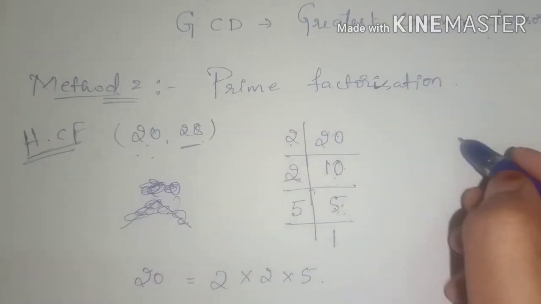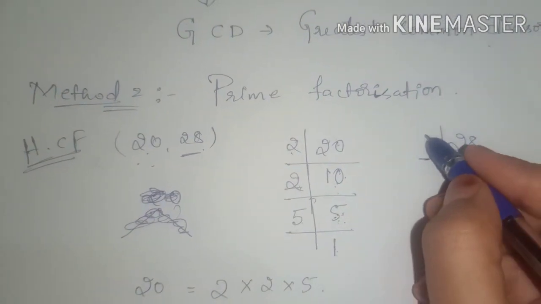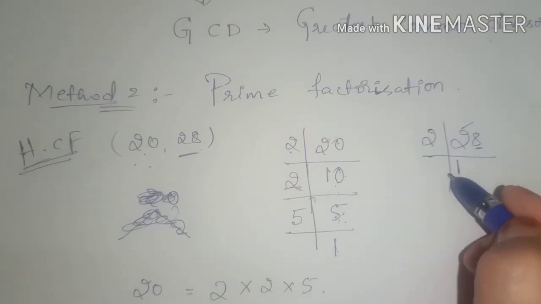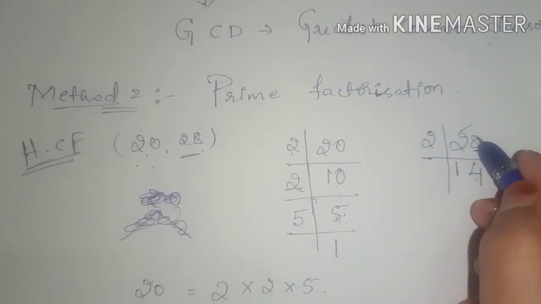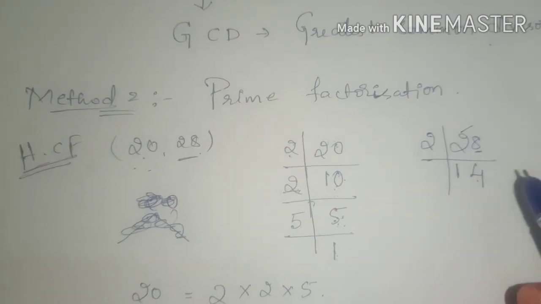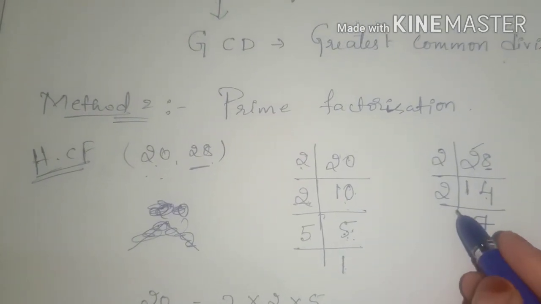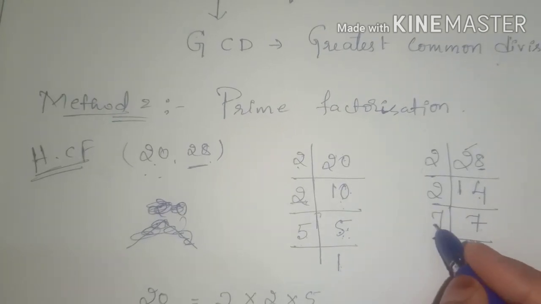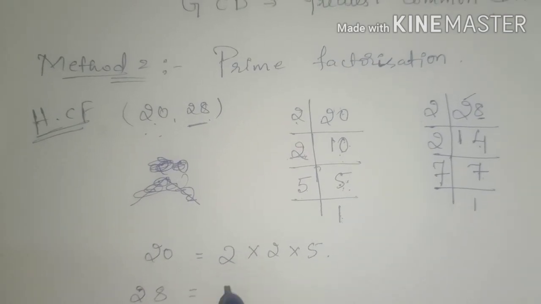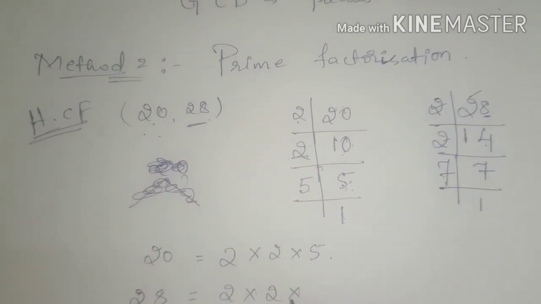The next number is 28. Find it using the factorization method. 2 fourteens are 28, then 2 sevens are 14. Then 7 is divisible by 7 itself, 7 ones are 7. Therefore, the prime factors of 28 are 2 into 2 into 7.